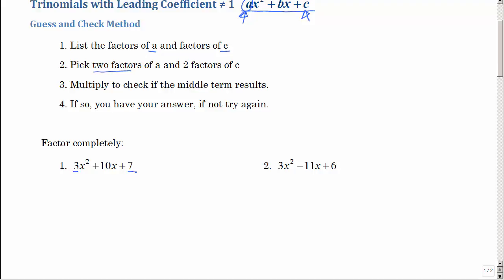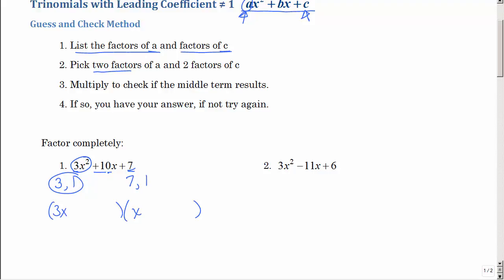Remember what those are? Primes can only be divided by themselves and 1. And so when we list the factors of A, the only factors we have are 3 and 1. And we list the factors of C, it's only 7 and 1. So when we put them in the parentheses, I know I have to have 3x times 1x. That's my only choice to get 3x squared. And my only choice to get 7 is 7 and 1. But this time it matters where I put them because I need that positive 10.